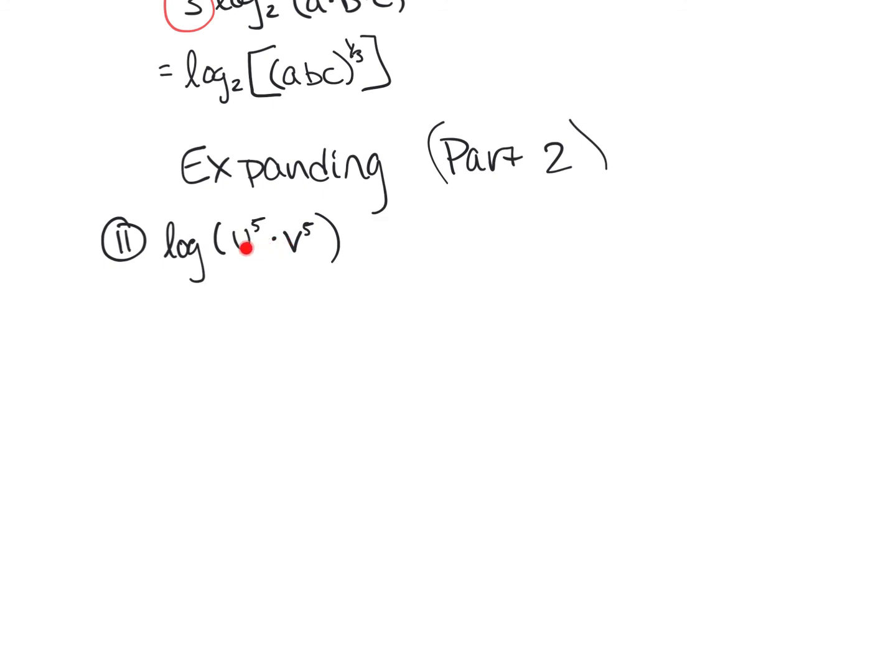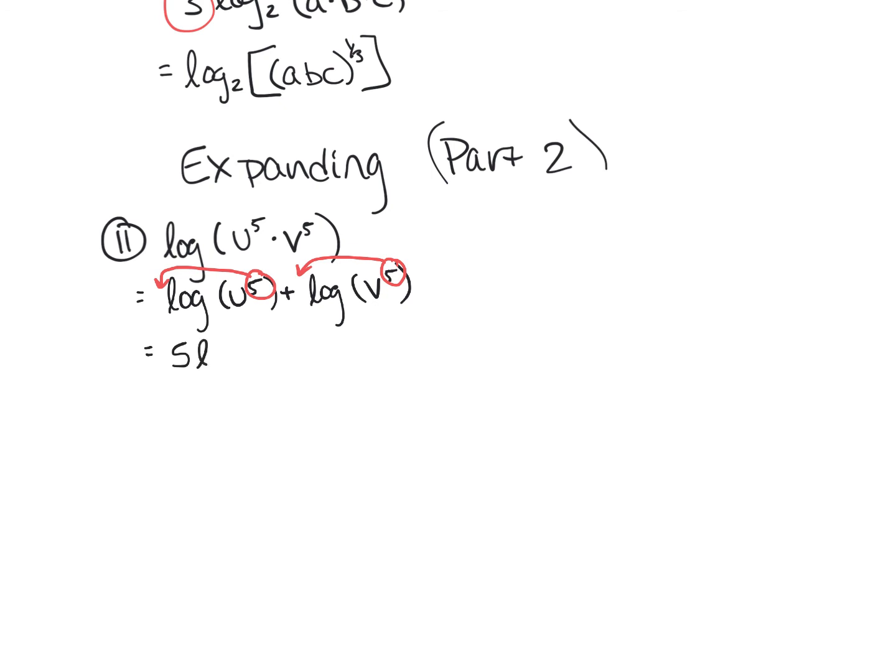Since we are multiplying 2 numbers inside of a log, we can separate them out by giving them each their own log and adding them together. So we'll have log of u to the 5th plus log of v to the 5th. And now that we've separated those out, the last thing I need to do is take the exponent and make it become a coefficient, exactly the opposite of what we were doing in some of our other problems. And I'll do that for both of these logs.